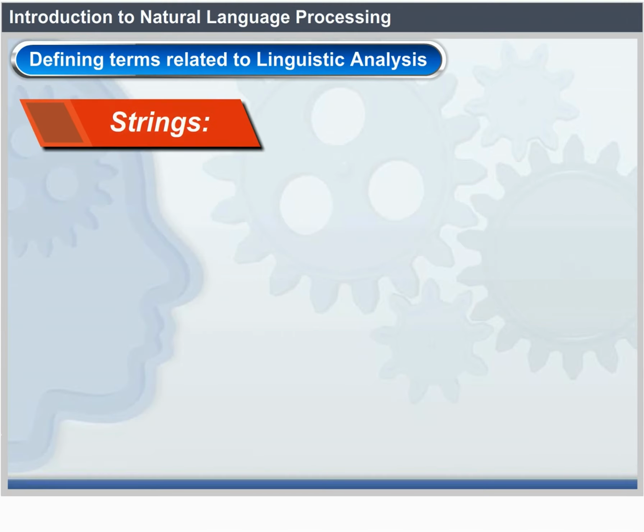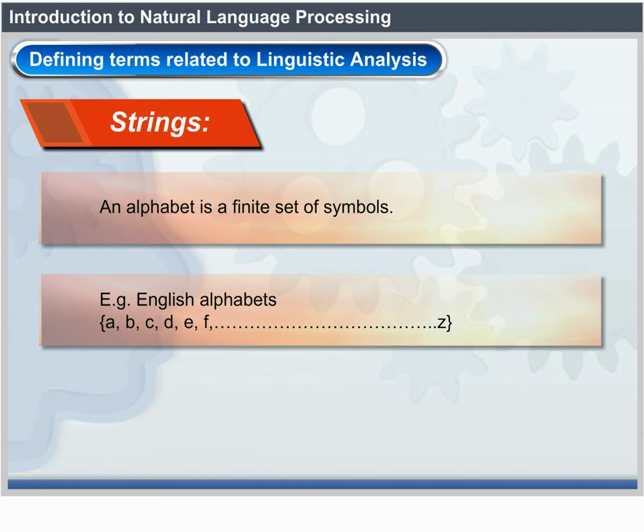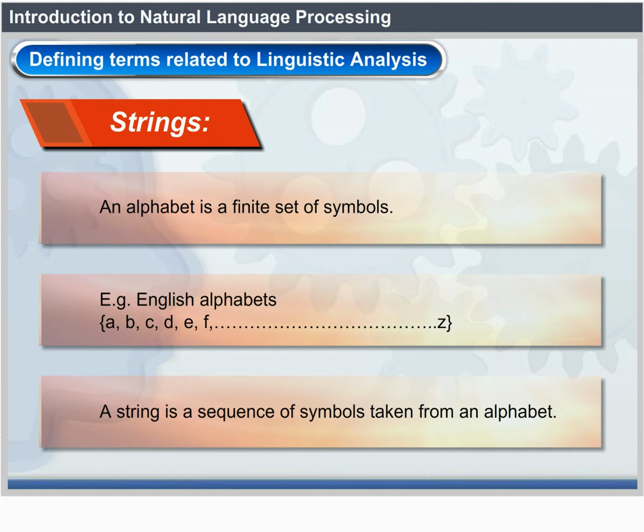Strings. An alphabet is a finite set of symbols. Example: English alphabets A, B, C, D, E, F up to Z. A string is a sequence of symbols taken from an alphabet.